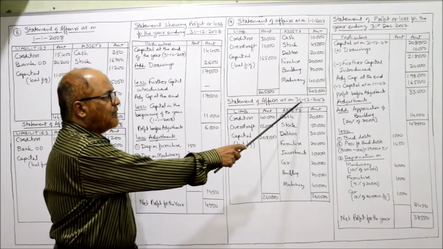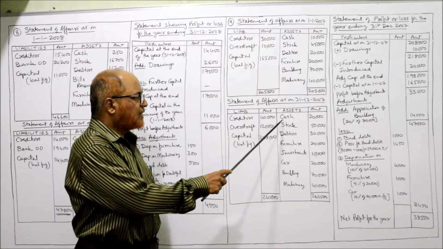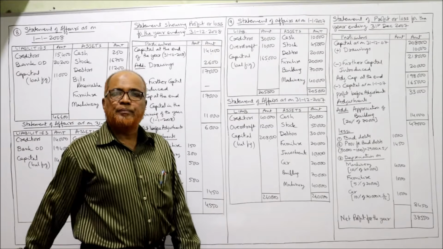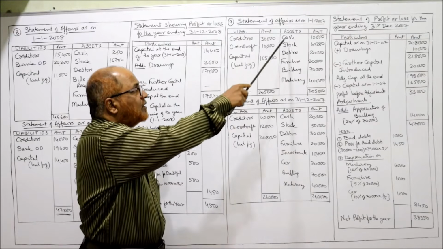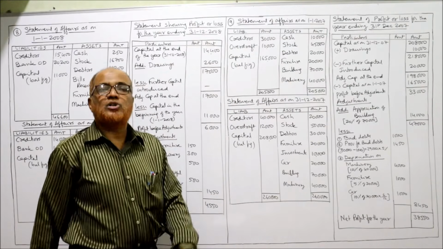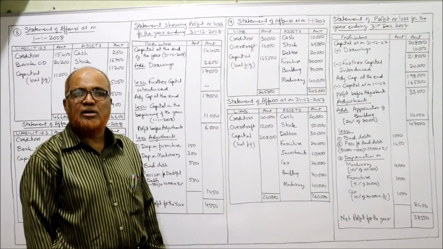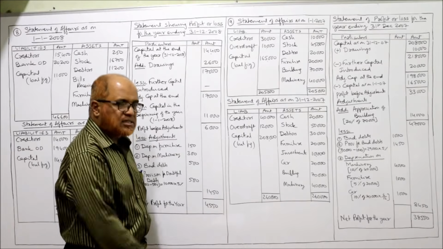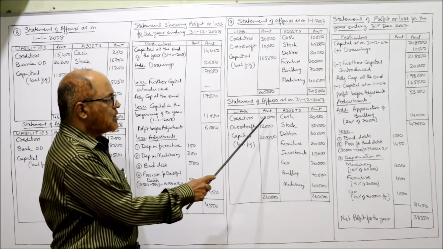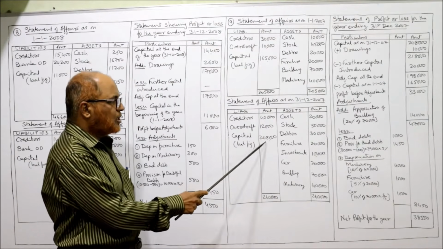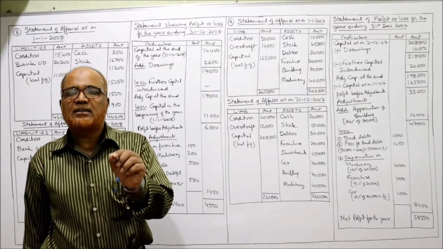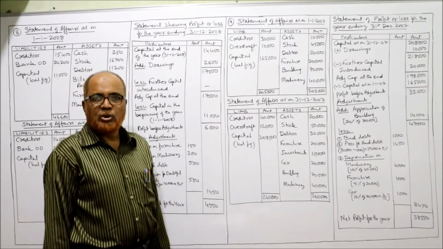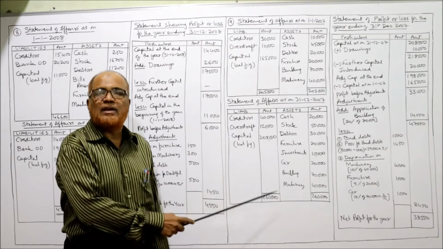At the end of the year, 31st December 2007, now we have cash, stock, debtors, furniture, investment, car, building, machinery. The car was not there at the beginning of the year. The car is there at the end of the year because during the year the car was purchased. Liabilities: creditors, bank overdraft. Take the total of assets, 2,60,000. From 2,60,000 minus 40,000 minus 12,000, 2,08,000 is the capital at the end of the year. So we have capital at the beginning and capital at the end.